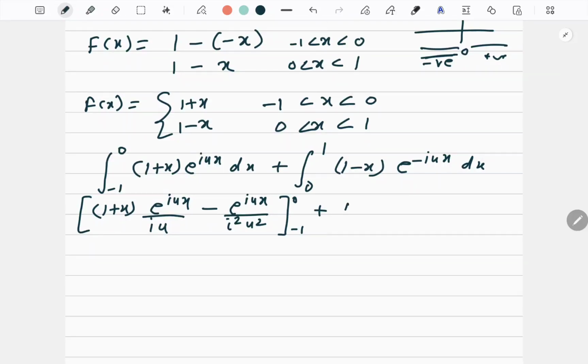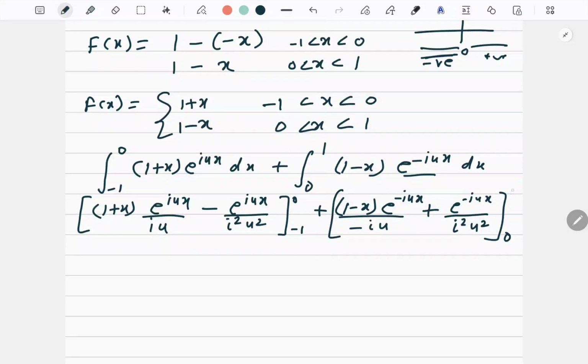Plus, let's go to the second one. First function, integration of second, minus integral d by dx of first, that is minus 1, so this becomes plus, and double integration of this means e to the power minus iux upon minus iu whole square, so i square u square basically, and the limit is from 0 to 1. Correct?